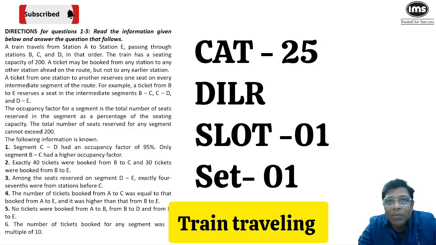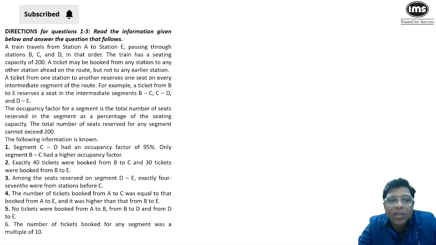Let's discuss set number 1 of CAT 2025 slot 1. Let's read the set. A train travels from station A to station E, passing through stations B, C, and D in that order. The train has a seating capacity of 200.